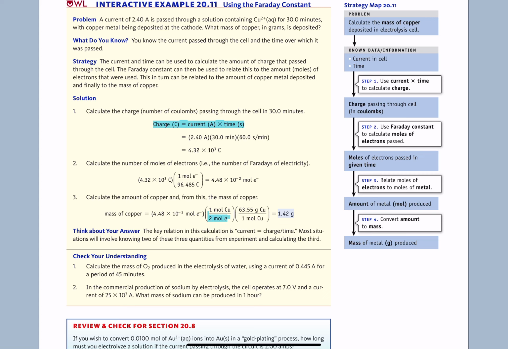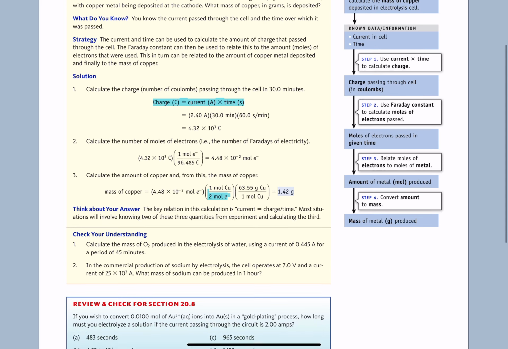Now there can be a lot of variations on this problem, and you'll get some on your test. For example, you might be given the mass and asked, how long would it take to electroplate an electrode with 1.42 grams? Or you could be asked, what current is needed for 30 minutes to put 1.42 grams of copper on an electrode? Those are all variations of this kind of problem.